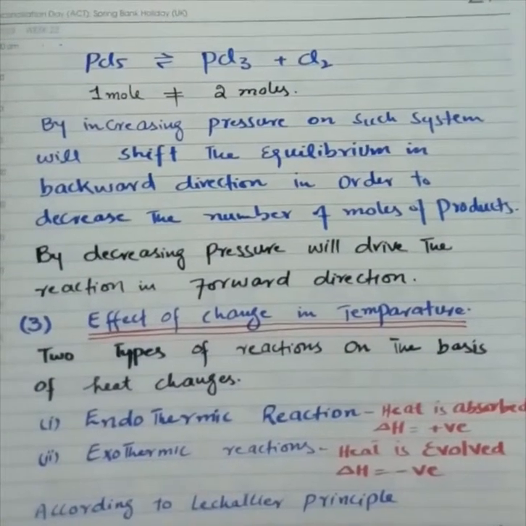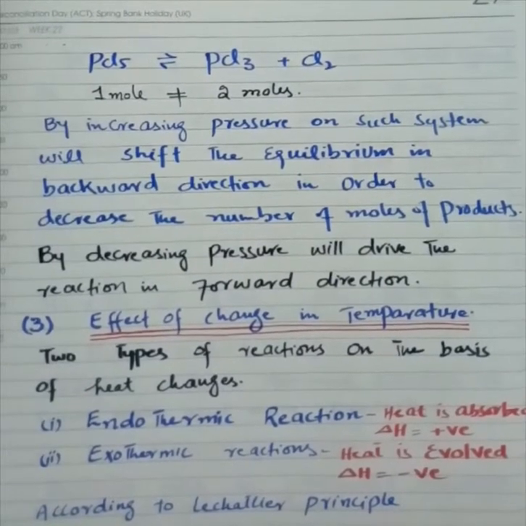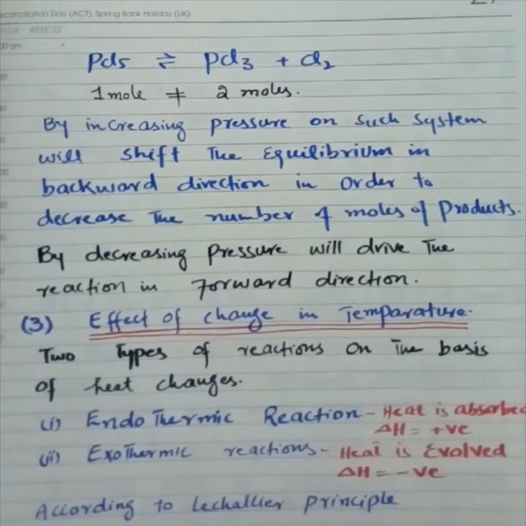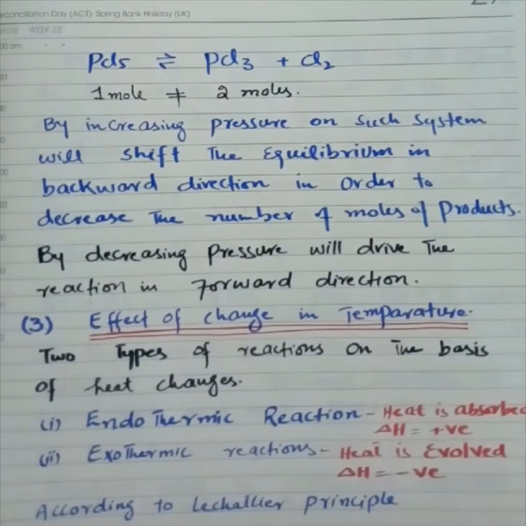Now if we look at the example of PCl5 when it decomposes to form PCl3 and Cl2. On the left side, the reactant side, we have 1 mole, and on the product side we have 2 moles. Now by increasing pressure on such reactions, the reaction will move in the backward direction, because the number of moles of products is greater than the number of moles of reactants. So when pressure is increased on these reactions, it will move in the backward direction and more PCl5 will be formed.